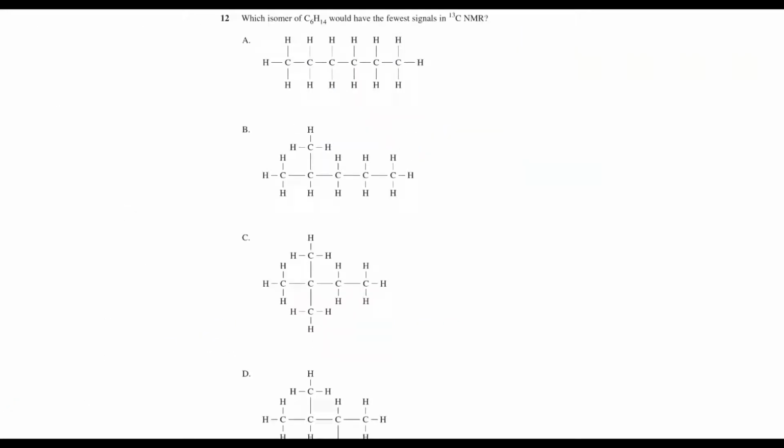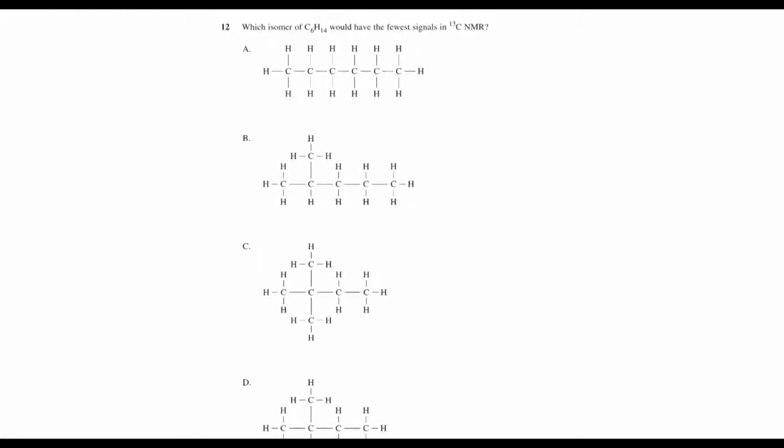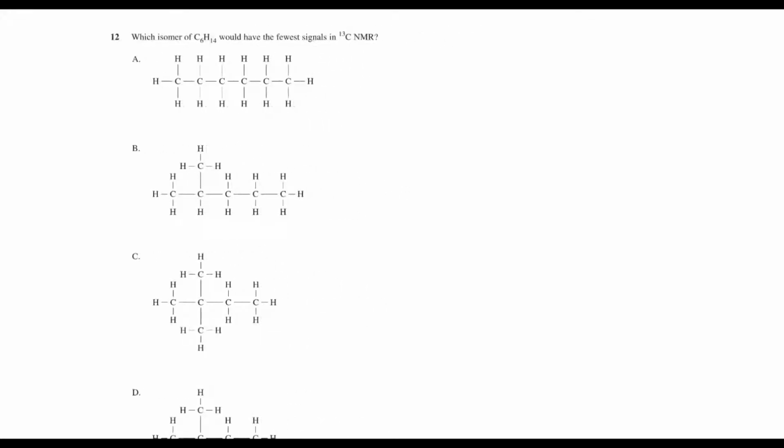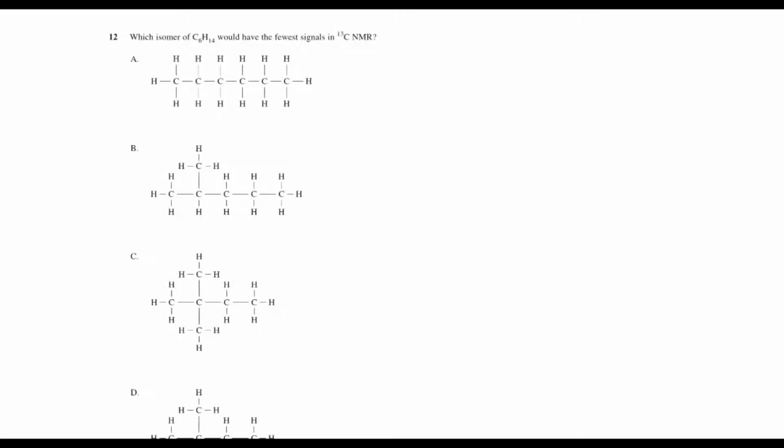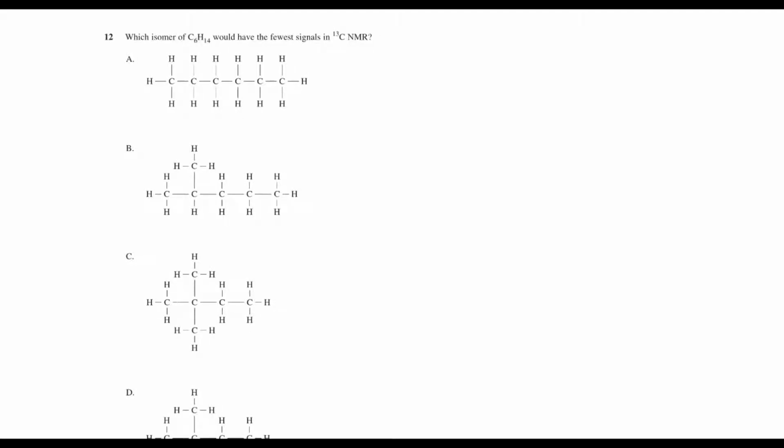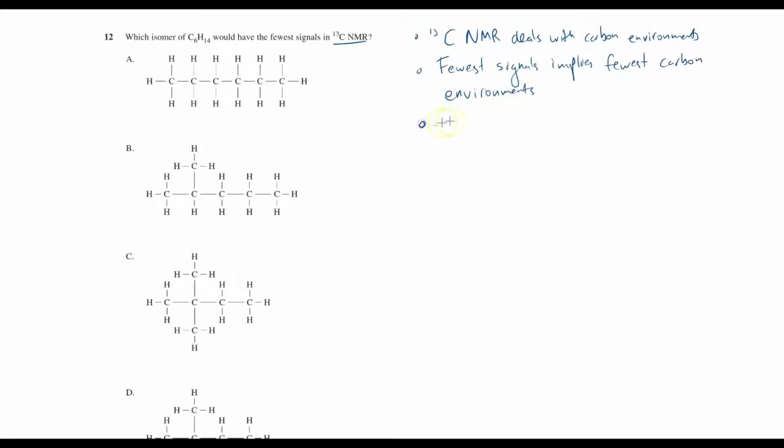Okay, moving on to the next question, we have question 12. It asks, what isomer of C6H14 would have the fewest signals in carbon-13 NMR? We then have four options, all C6H14, and need to choose the one that has the fewest signals. So carbon-13 NMR deals with carbon environments, so we'll be interested in finding the molecule with the fewest types of carbons in the molecule. When you have a symmetrical molecule, that leads to carbons with identical environments, and therefore fewer carbon environments. We can just go through these one by one to find the answer.